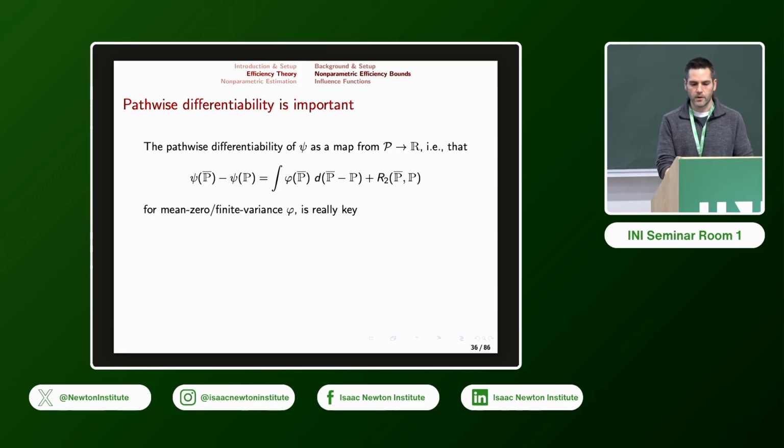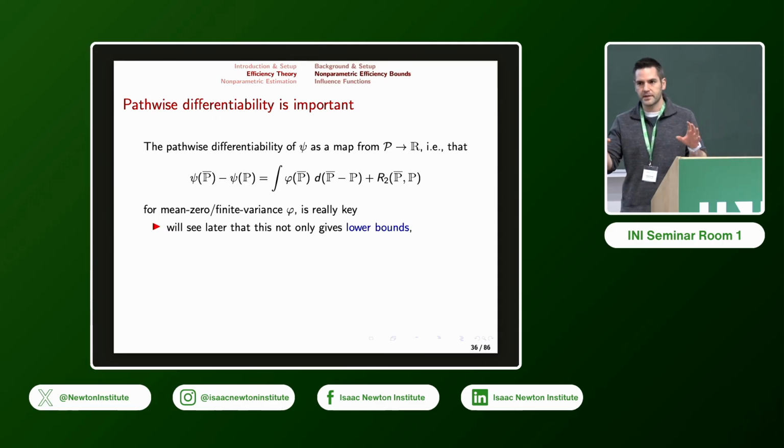And yeah, what I said before is that this is really crucial. It drives everything. We'll see that once you derive this expansion, you immediately get a minimax lower bound for your problem, like for free. Once you have this, you're basically done.